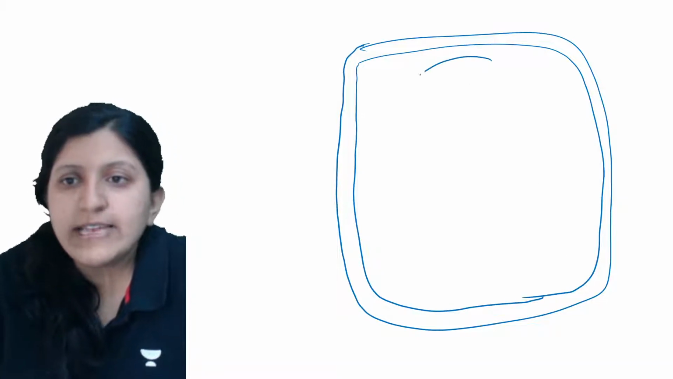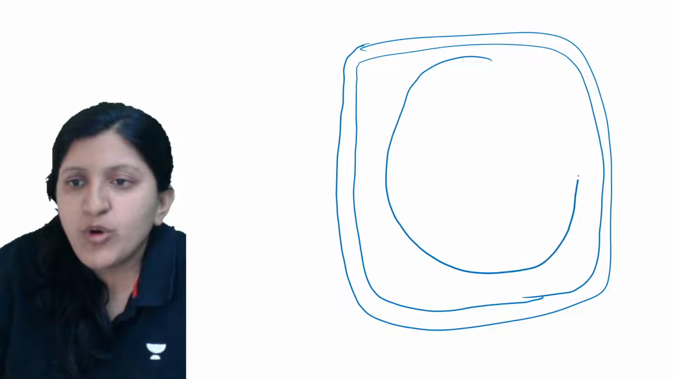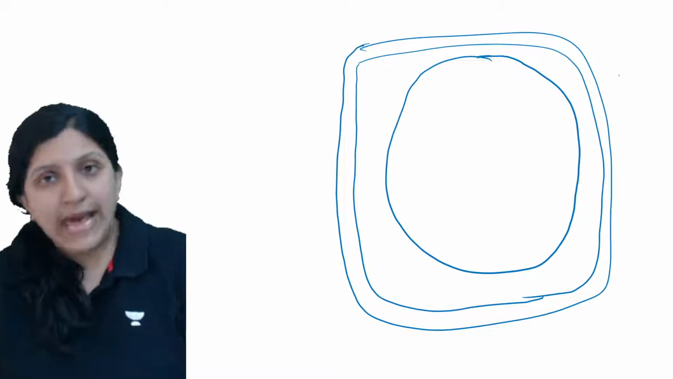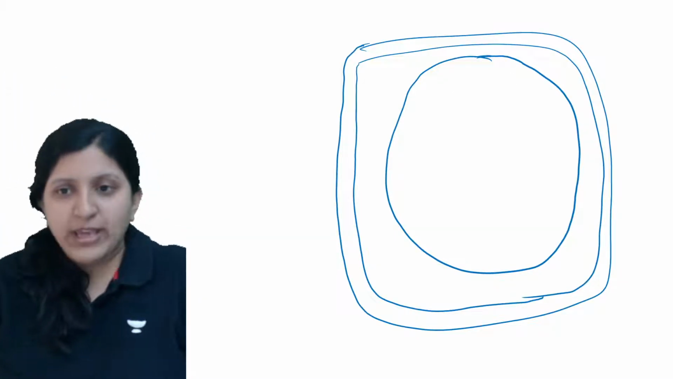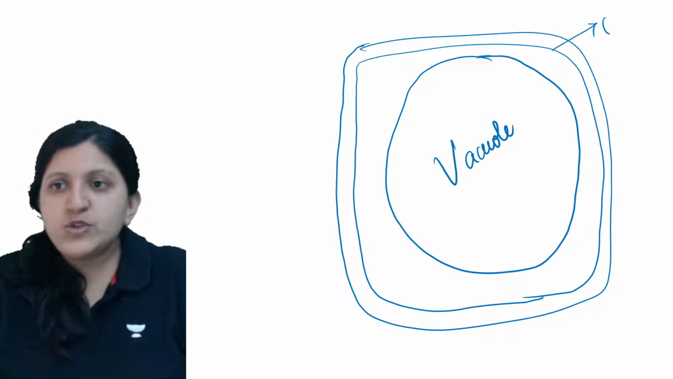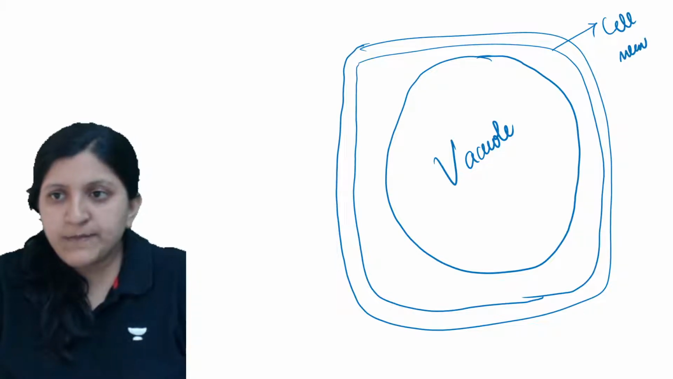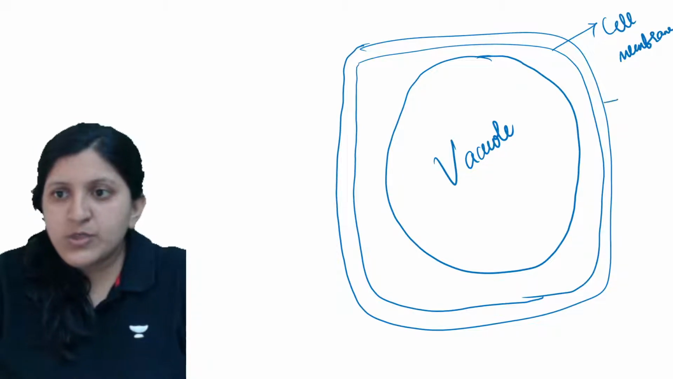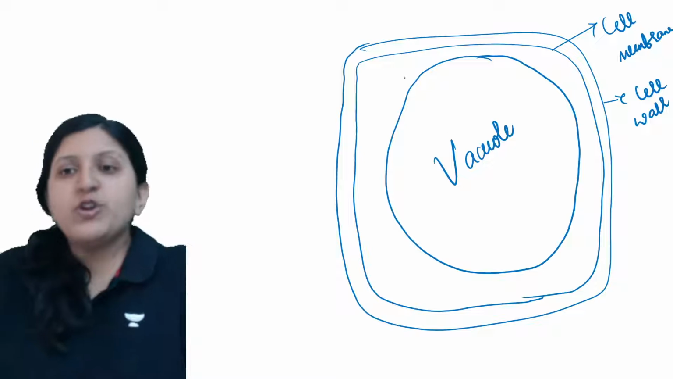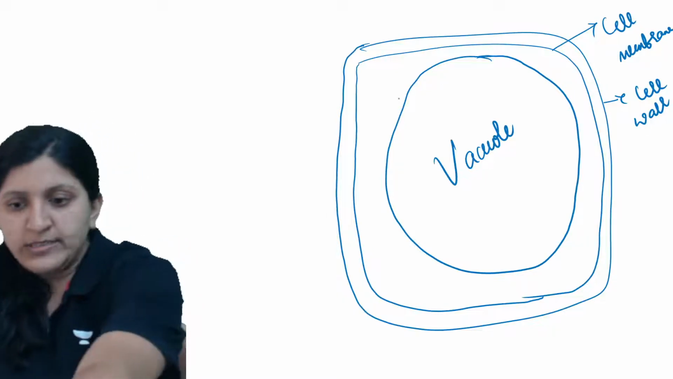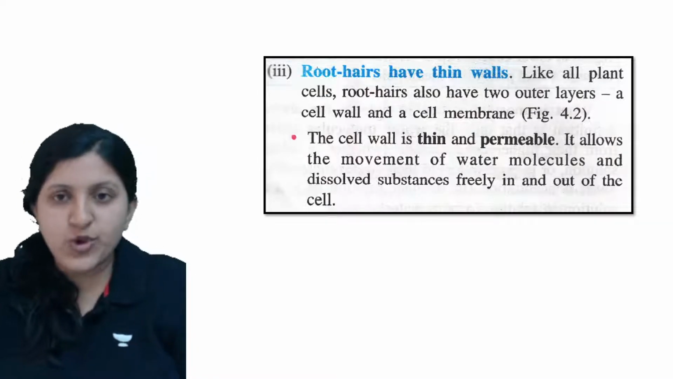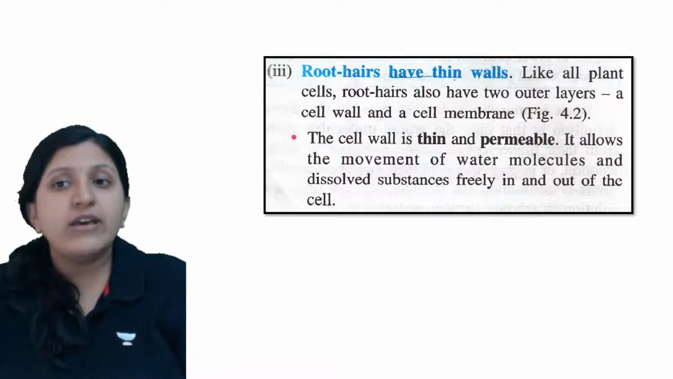And now you can see there is a vacuole, where 90% of the volume of the plant cell is covered by the vacuole itself. So this is the vacuole. This part is the cell membrane, and here this one is the cell wall. Now with respect to all of this, you can see there is a difference. And here, according to the third feature, the characteristics of root hair, root hairs have a thin wall.